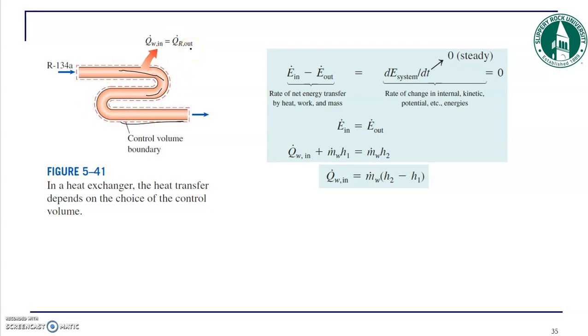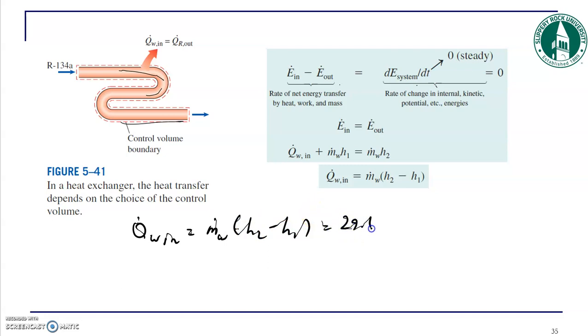So you can write the energy balance equation. E dot in minus E dot out, since this is a steady state problem, the rate is 0. So E dot in is E dot out. What is coming in and what is going out? The heat is going out to the water, and water is receiving some heat, and that's what we want to calculate. So let's write the equation. Q dot w, which the water is receiving, is m dot w multiplied by h2 minus h1. That's the equation which is derived here as well.